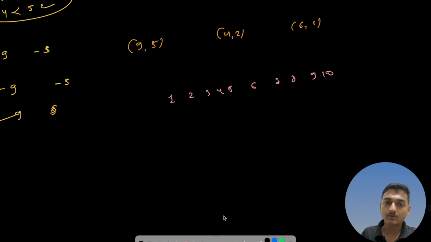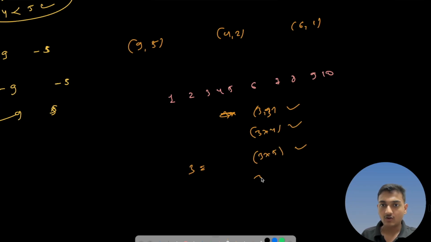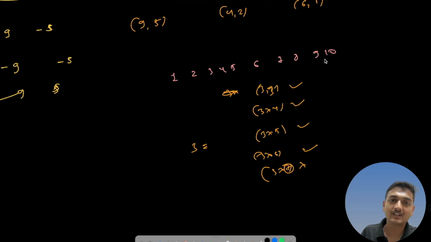If I'm trying to figure out for 3, how far can I go? 3 comma 3, yes. 3 comma 4, yes. 3 comma 5, yes. 3 comma 6, absolutely I can go. But 3 comma 7 I can't go, because it's larger than the double. So that was basically the observation here.